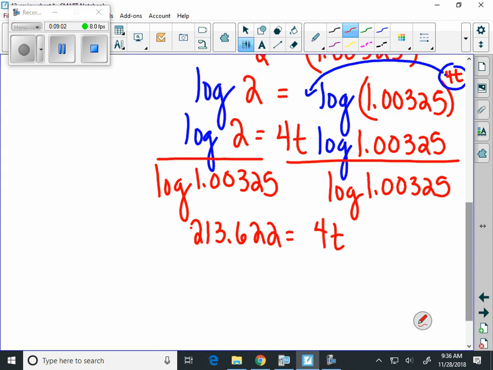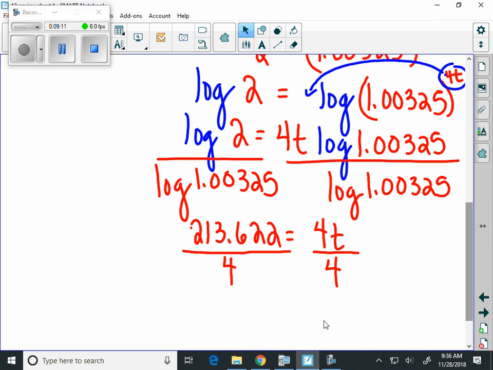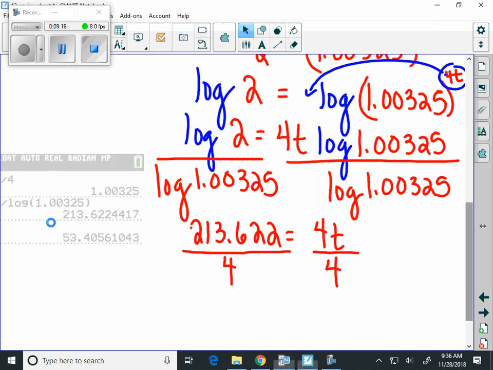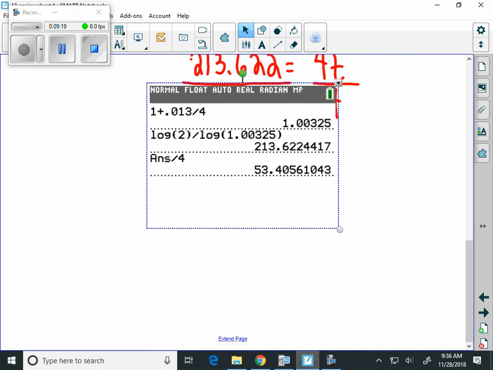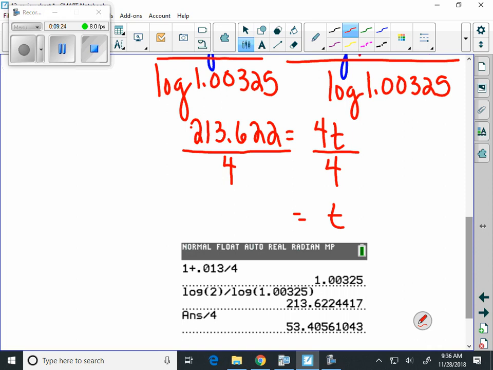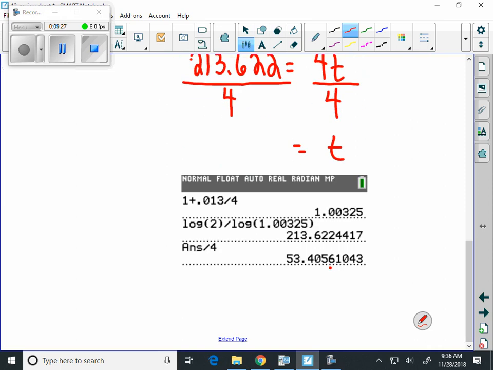Well, now we really want to know the time. So we're going to divide both sides by 4 to finish. And remember, that number is already in your calculator. So we're going to divide by 4. Now is where we'll round. Our time is, I'm going to pull that back up, looking at the 6 to determine what to do to the 5. Because 6 is 5 or higher, it's going to take us 53.406 years for us to double our money.